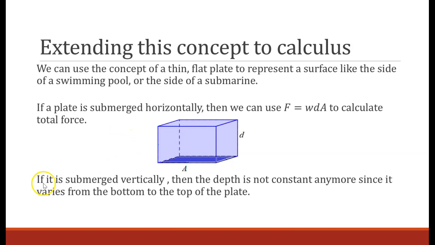But if that plate is submerged vertically, so let's imagine now that we don't want to calculate the fluid force on the bottom of the pool, but let's say what's the fluid force on one of the sides of the pool. So this is not at a constant depth. There's different amounts of pressure being applied at the bottom of this plate than at the top of the plate. So the depth is not constant anymore, since it varies from the bottom to the top of the plate.